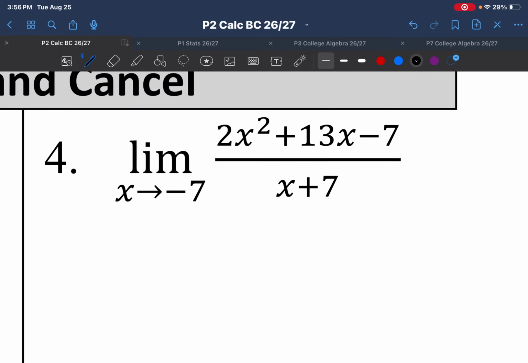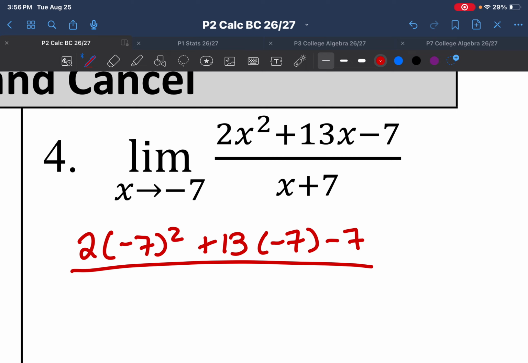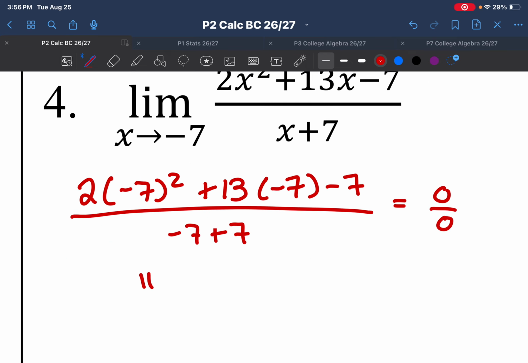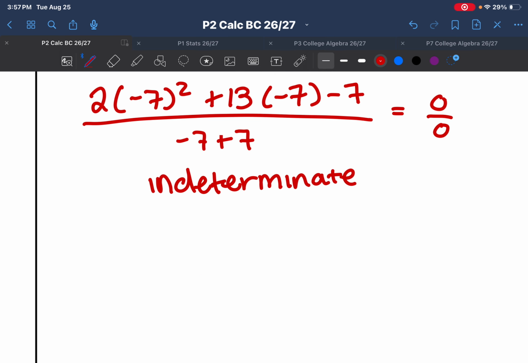Number 4, again, always try direct substitution. So 2 times -7 squared plus 13 times -7 minus 7, all over -7 plus 7. This gives me 0 over 0, which is an indeterminate. Okay, which means I have to try to factor to see if anything cancels.